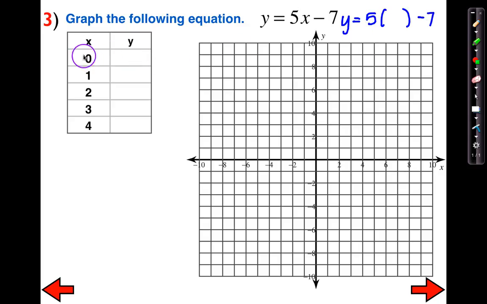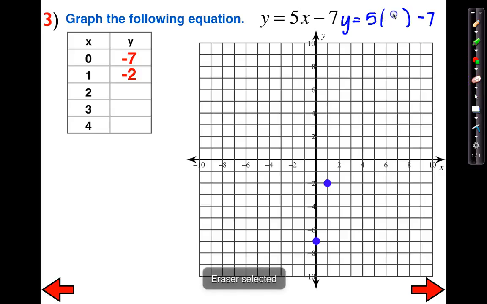So the very first value I'm going to input for x is going to be a 0. So let's try 0 here. If x is 0, what is y? Y is going to be 5 times 0, which is 0, minus 7, which would be -7. Now, what happens if x is 1? Let's put in a 1 here. If x is 1, y would be 5 times 1, which is 5, minus 7, which would be -2. And sorry, I forgot to mention, let's graph that point, 0, -7. Here, it would be 1, -2, which would go here.